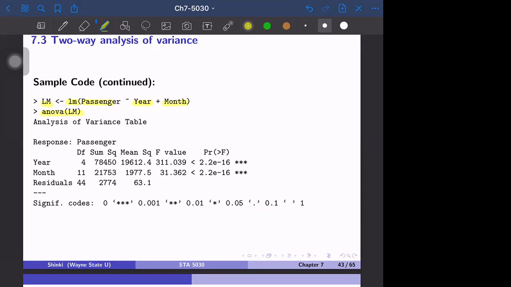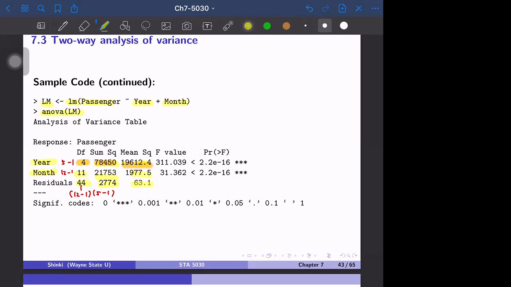So we have the first factor and the second factor, with degrees of freedom. This is 5 years, so 5 minus 1, and 12 minus 1. And this is 12 minus 1 times 5 minus 1. Then the sum of squared deviations and the mean square, which is the sum divided by df. So this divided by 4 is 19,612. We can obtain this and this in the same way.